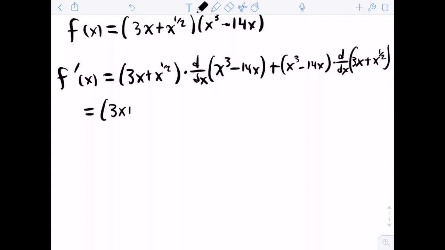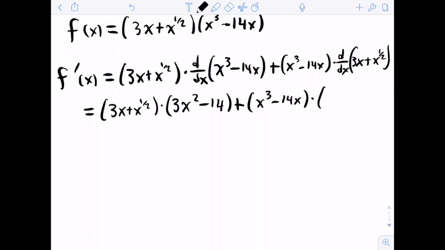So we've got 3x plus x to the 1/2. Then the derivative of the stuff in the brackets there is pretty easy, right? That's 3x squared minus 14. Then you've got plus x cubed minus 14x, that just stays. And then the derivative of the inside of that bit is 3 plus, then the 1/2 comes down, and you get x to the minus 1/2, because 1/2 minus 1 is minus a half. Okay, so this looks pretty good so far. Really, I would be okay with you leaving it like this. This is correct.